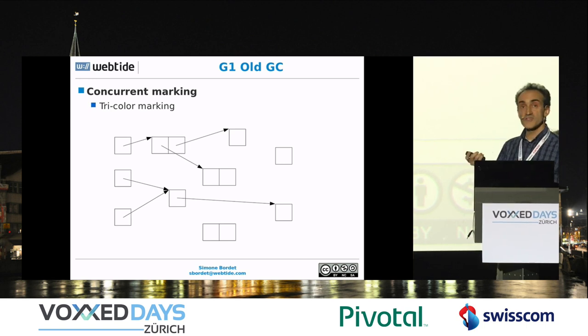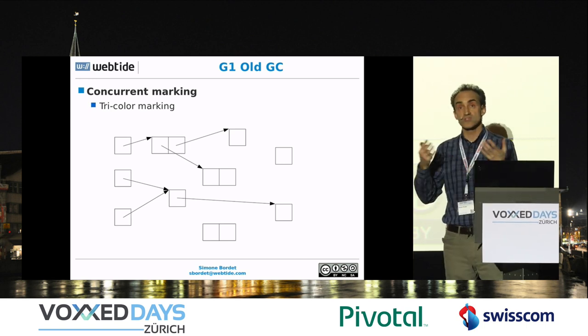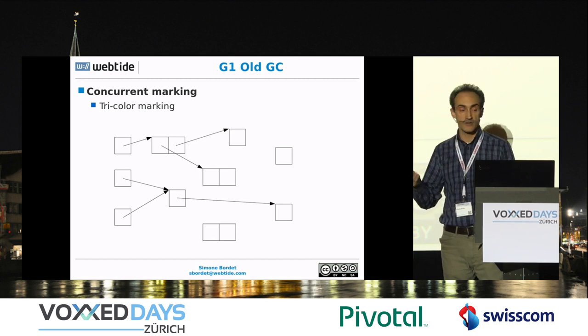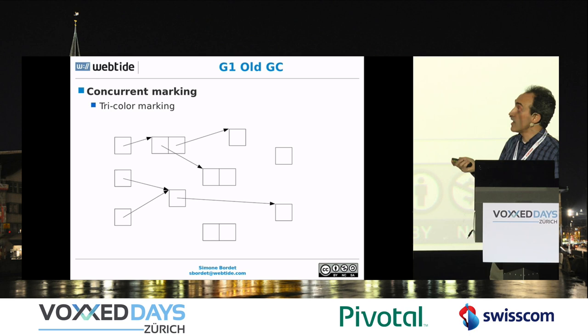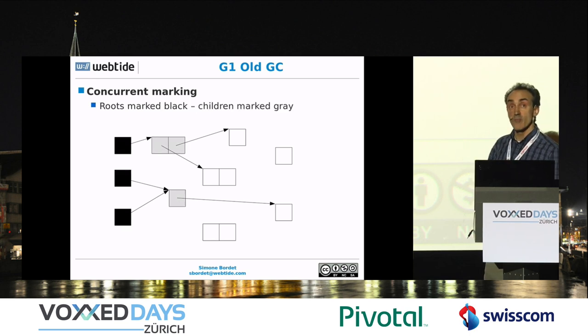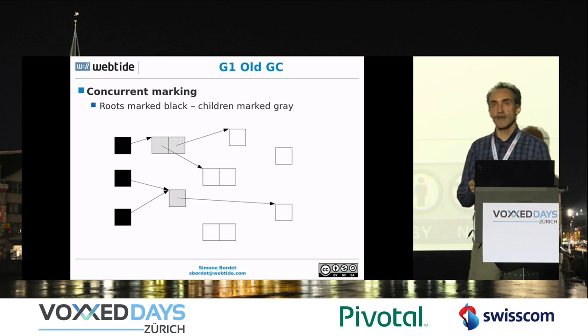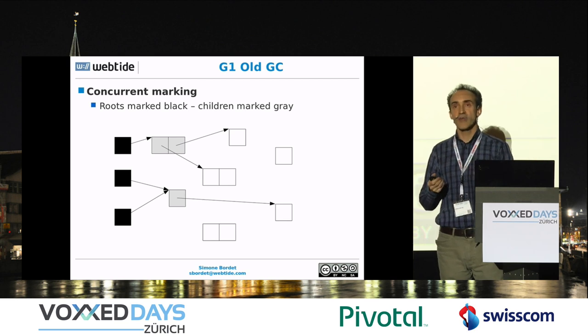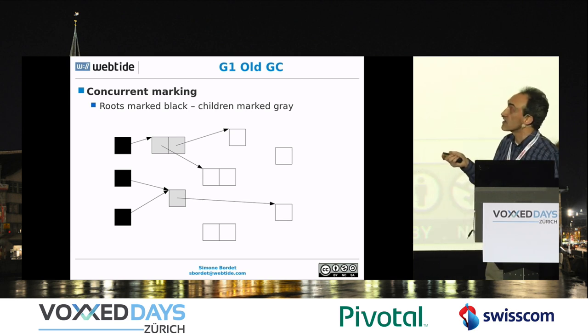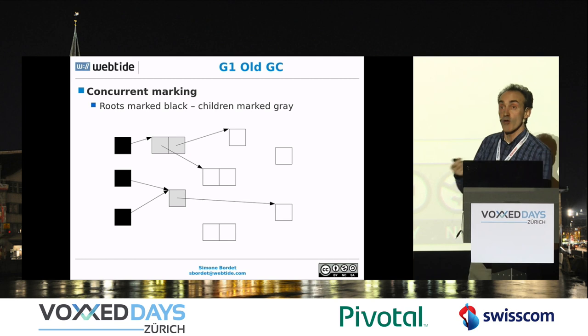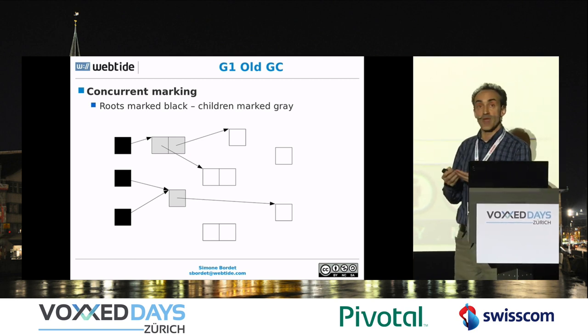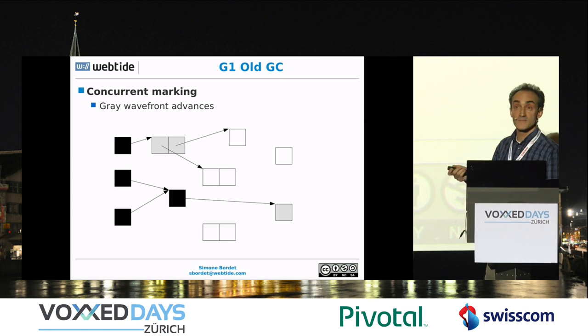This is an object graph, and the first thing G1 does is say, okay, there are root objects that I know are alive, for sure, and I mark these guys black. And the children they point to, I mark them gray, and I put them in a queue, okay? Then I say, okay, let me take the first gray object out of the queue. Let's assume it's this guy here, okay? Let me analyze this guy, and follow the pointers, okay? I follow the pointers, I mark the children to be gray, and when I have followed all the pointers of that object, then that object becomes black, all right? So it becomes like this.